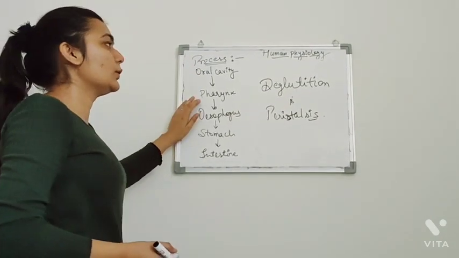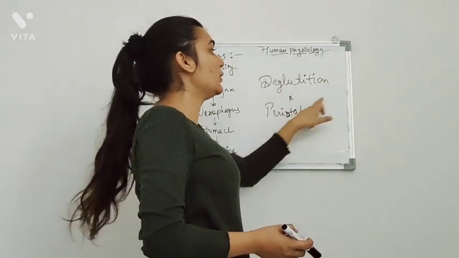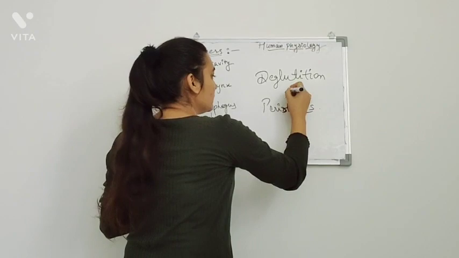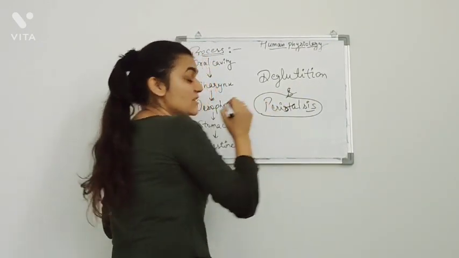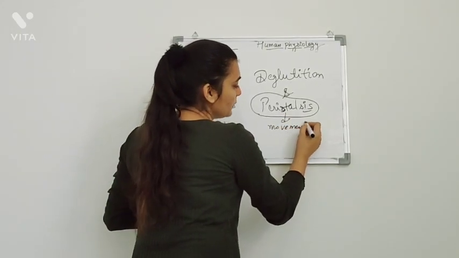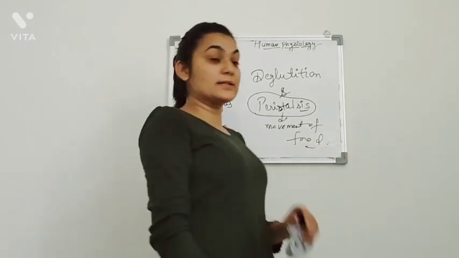After the oral cavity, food enters the pharynx and the esophagus by swallowing, or you can say deglutition. The term is important. After that, in the esophagus, the term is peristalsis. What is peristalsis? The movement of the food. Movement of the food is known as peristalsis.